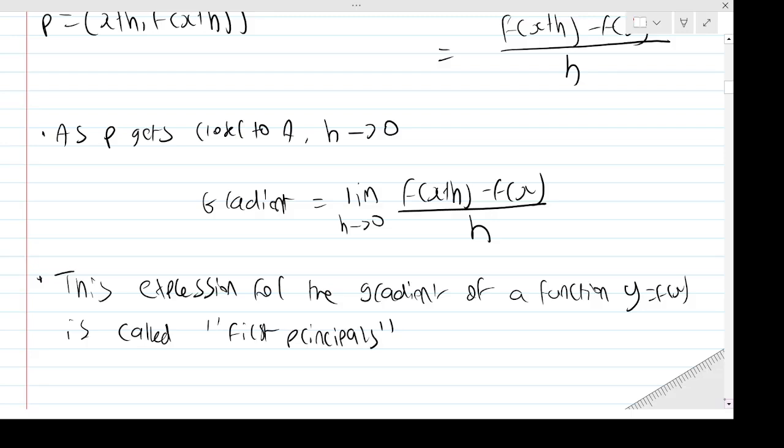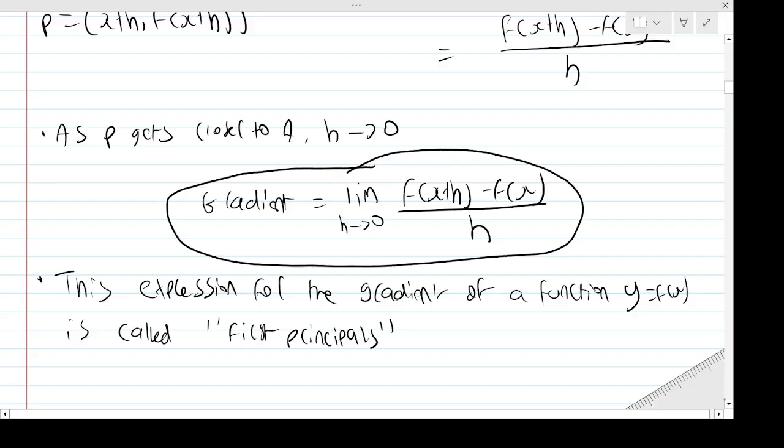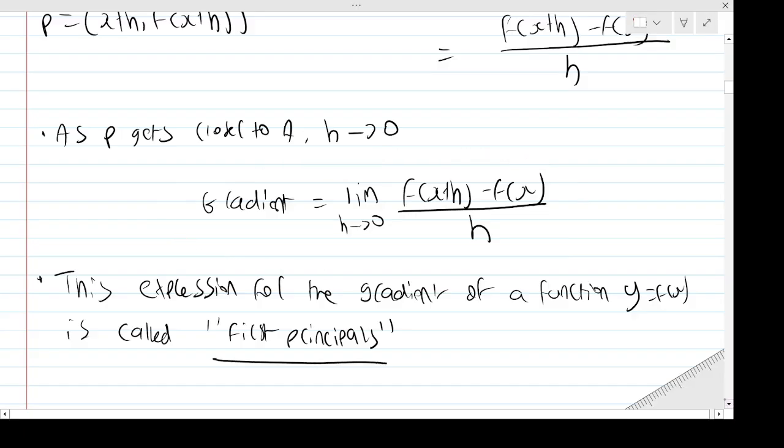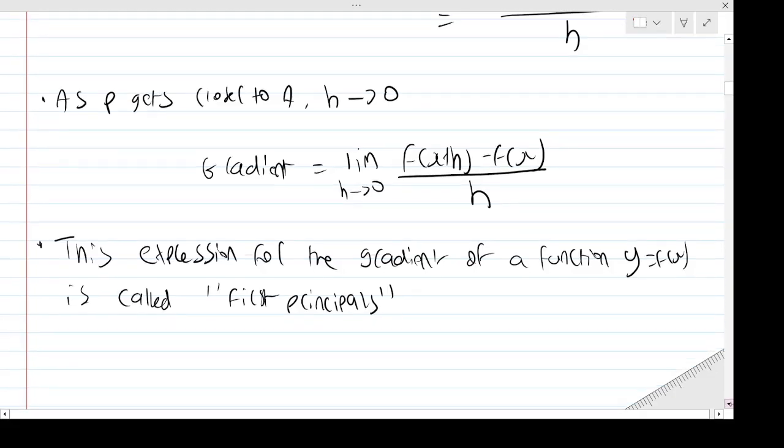Okay, and so from this, later in the section, we will be able to come up with more ways of finding gradients of functions. But this is basically the core. This is the definition of a gradient of a curve. That's where it comes from: first principles, the most basic, default way of defining it.